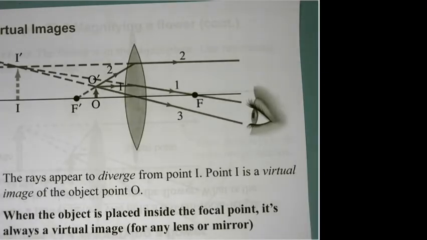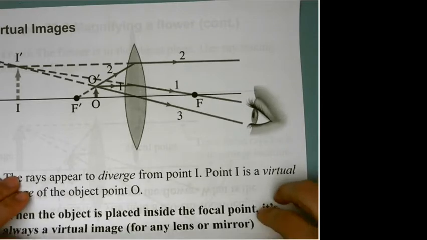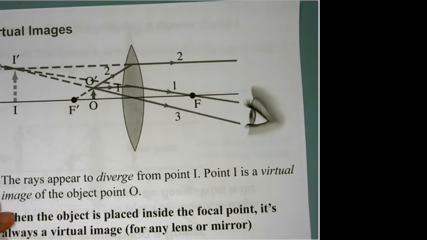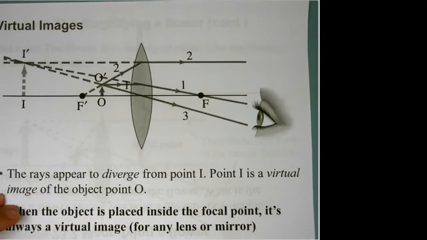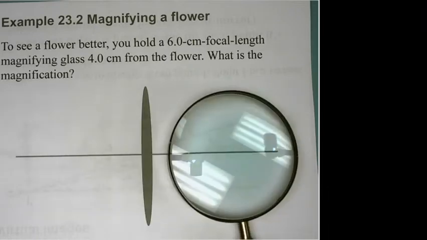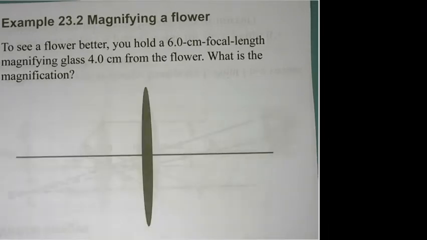Okay, so drawing ray diagrams for a virtual image looks like this. Rather than trying to draw a ray diagram for a virtual image from this video, we will do it as a problem. We're going to use a magnifying glass, here to see a flower better. I hold a 6 centimeter focal length magnifying glass 4 centimeters from the flower, and we want to figure out what is the magnification.